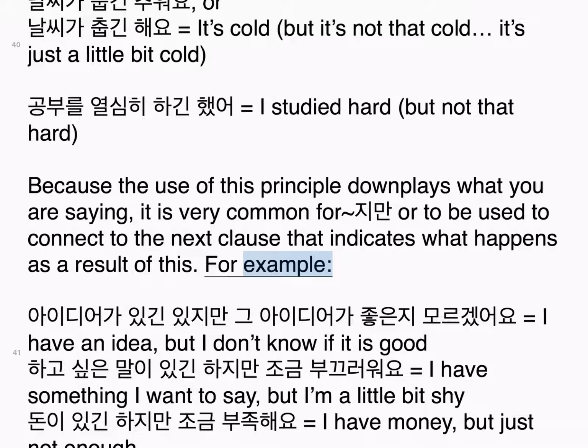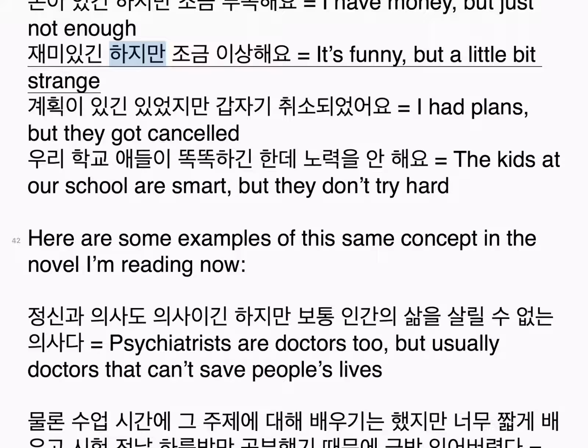For example, 아이디어가 있긴 있지만 그 아이디어가 좋은지 모르겠어요. I have an idea, but I don't know if it is good. 하고 싶은 말이 있긴 하지만 조금 부끄러워요. I have something I want to say, but I'm a little bit shy. 돈이 있긴 하지만 조금 부족해요. I have money, but just not enough. 재미있긴 하지만 조금 이상해요. It's funny, but a little bit strange.